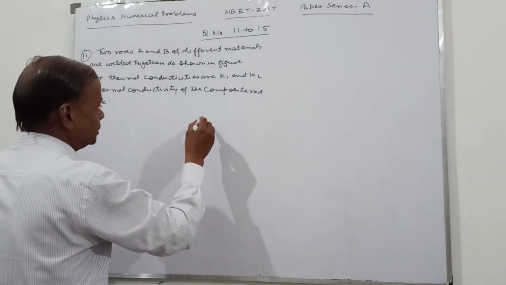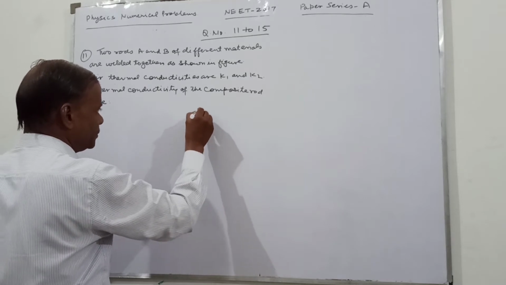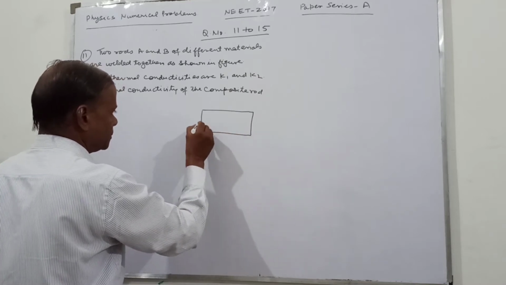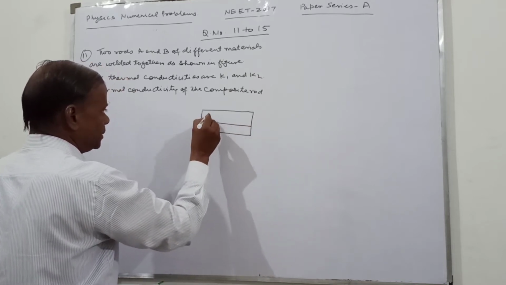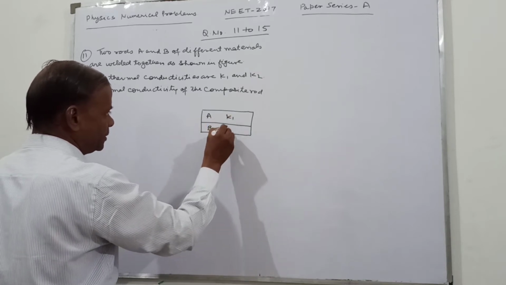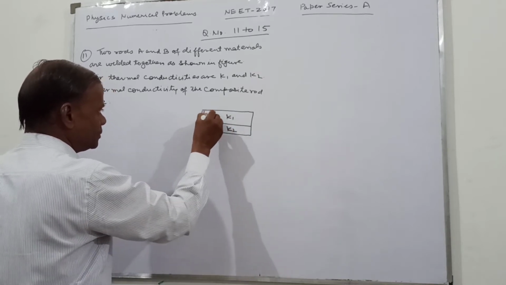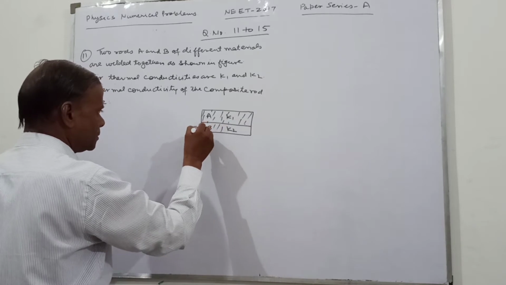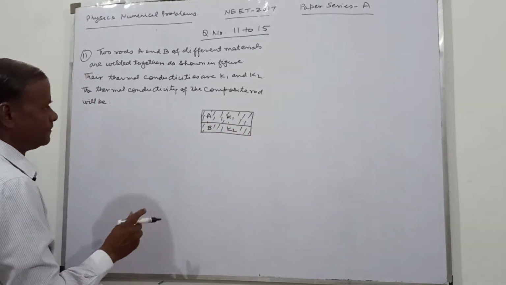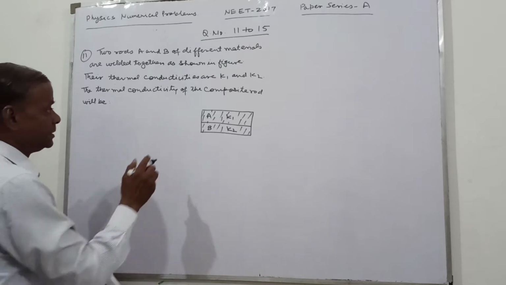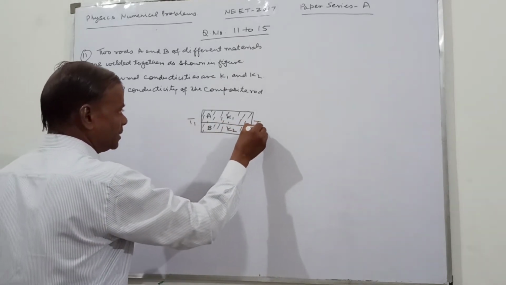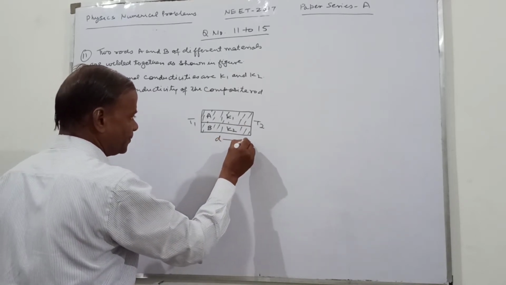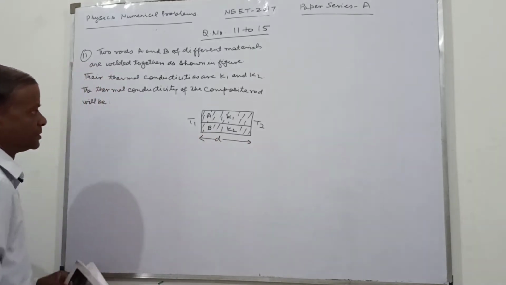First I will tell you what the figure is. This is given here. This is A and this is B. Its thermal conductivity is K1, this is K2. What is given is that here the temperature is T1, here the temperature is T2, and the distance between the length of these.